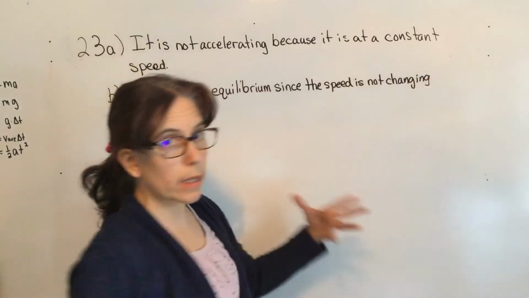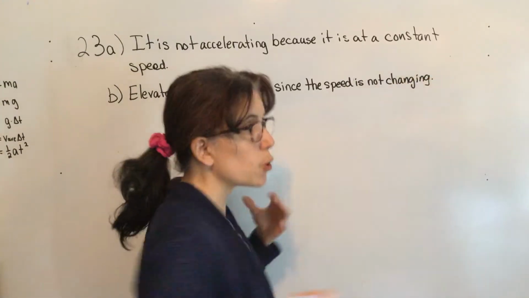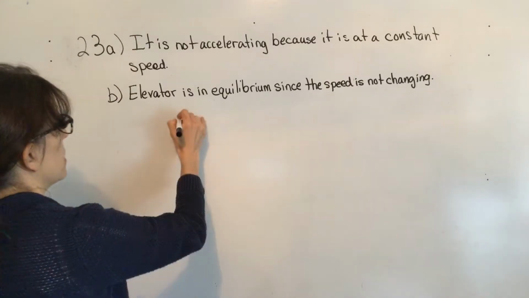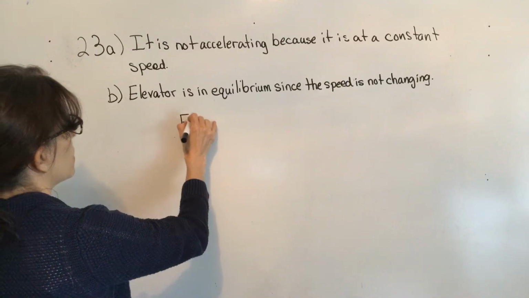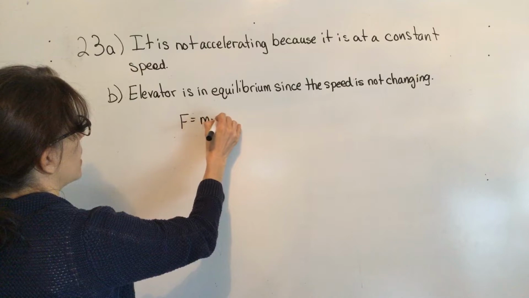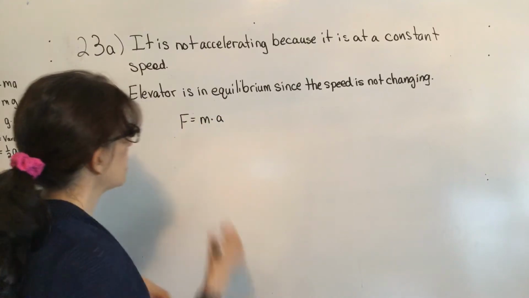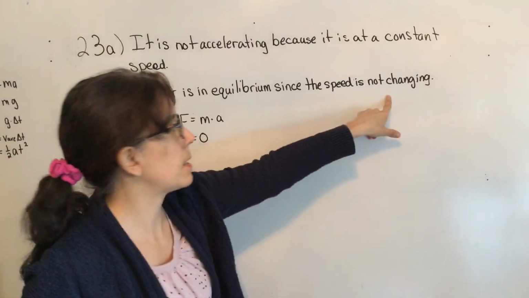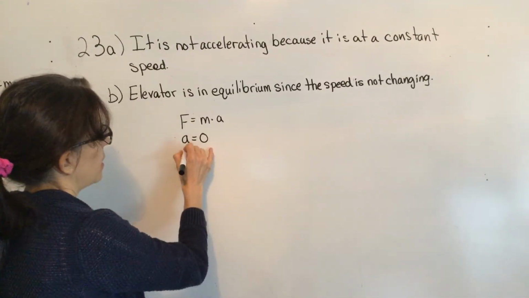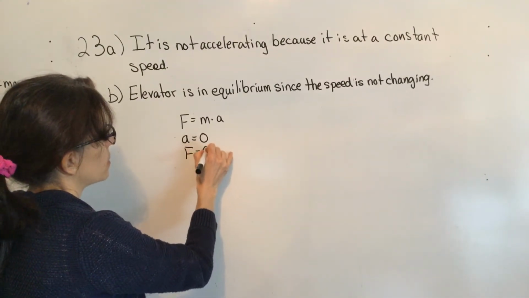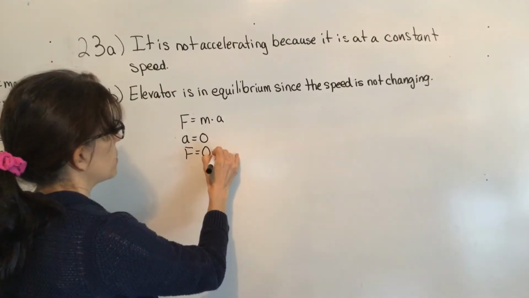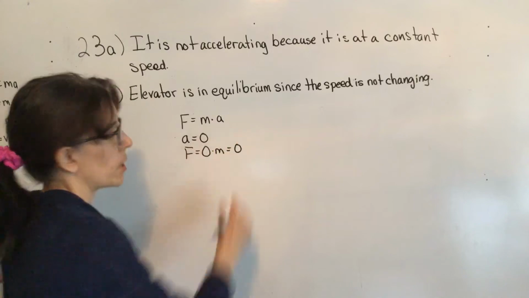All right, and I'm going to quickly prove this to you using Newton's second law. Okay, it says F equals mass times acceleration, and acceleration equals 0 because the speed's not changing. Anything times 0 equals 0. So the force would be 0. 0 times m equals 0.